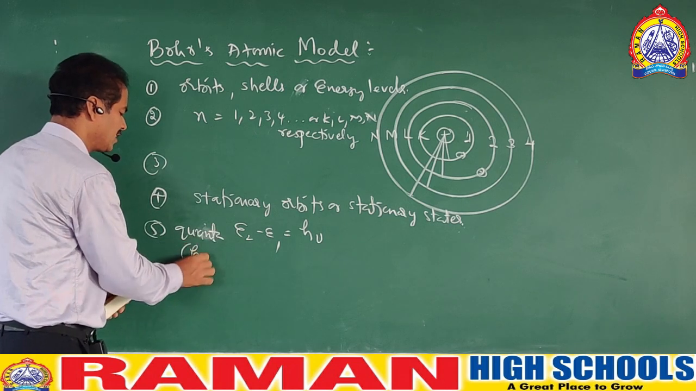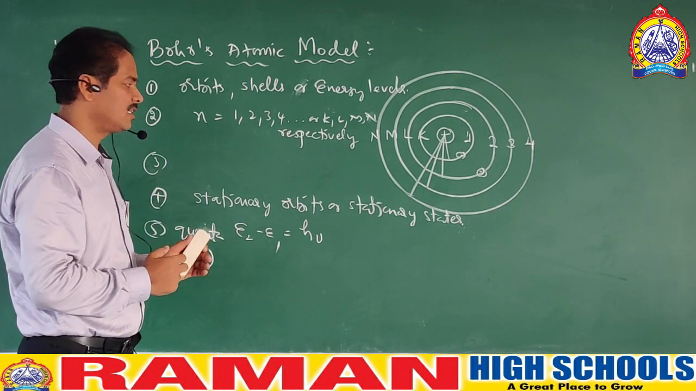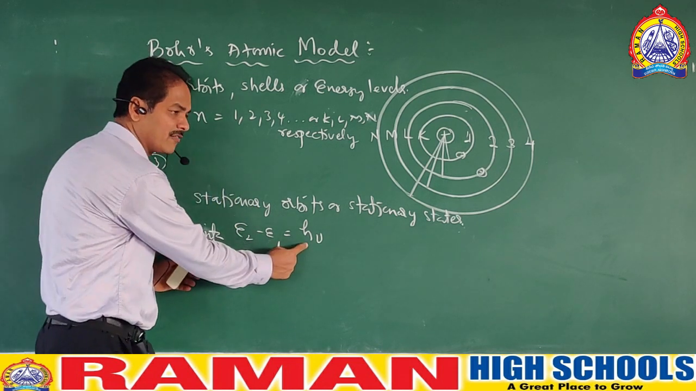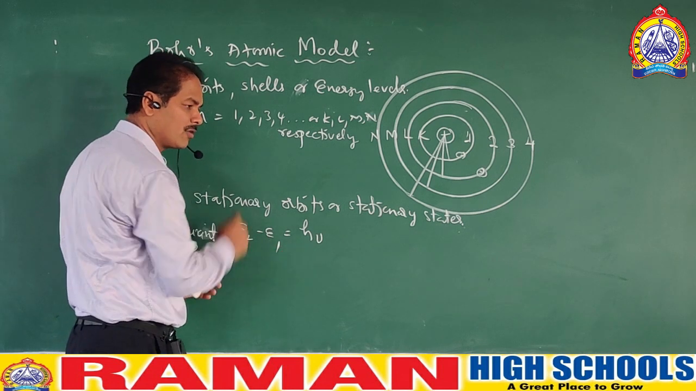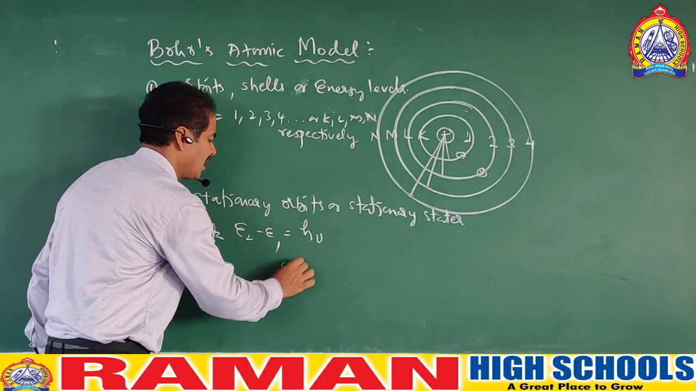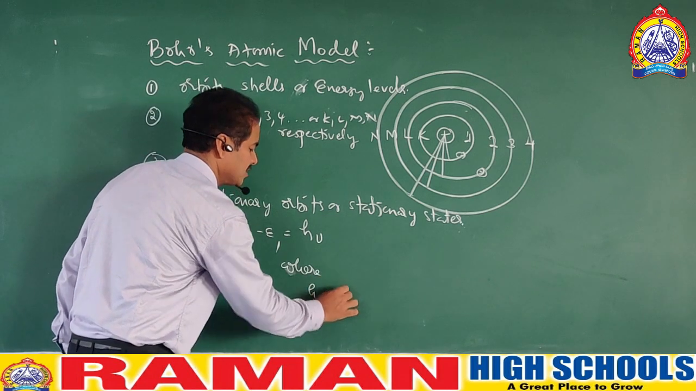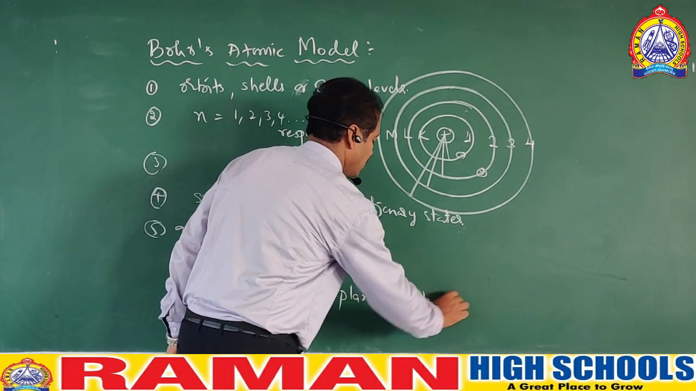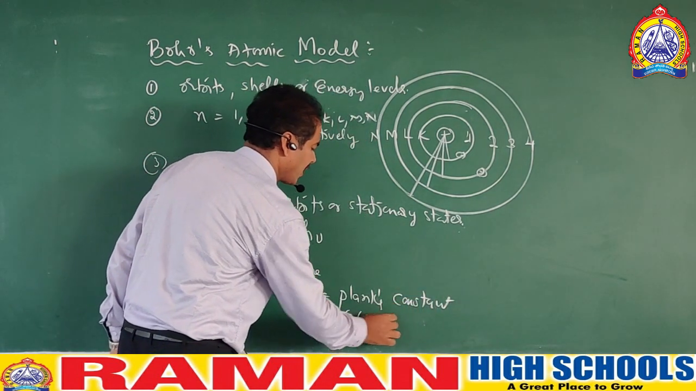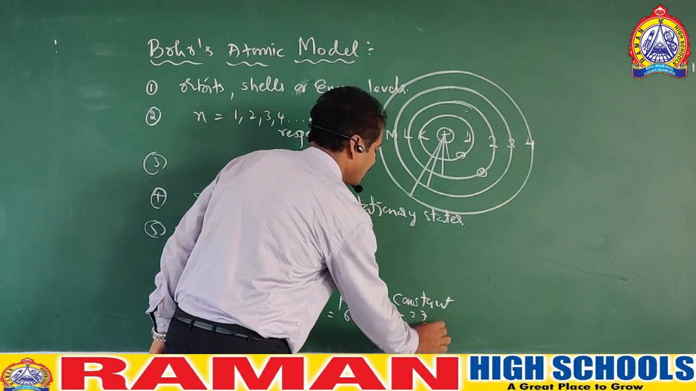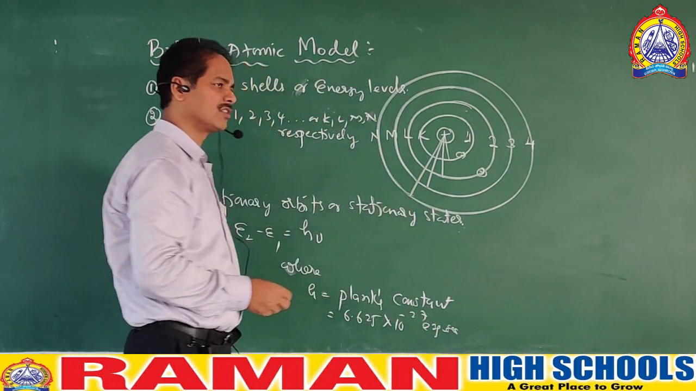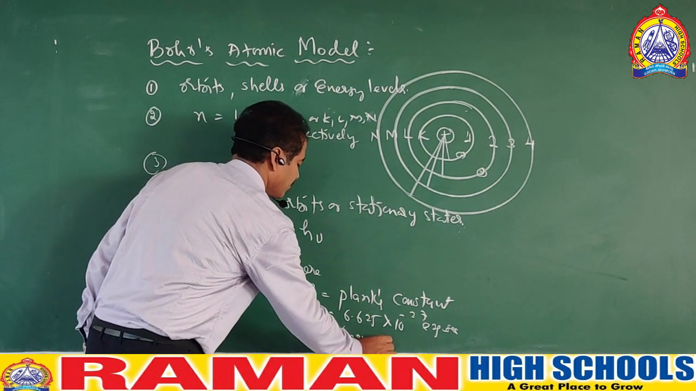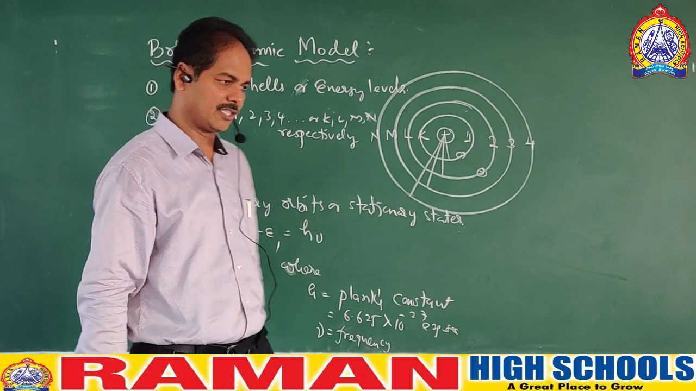And the quanta symbol is h. So the energy should be equal to the difference of those two orbits, and that should be in the form of quanta, that is E2 minus E1 is equal to h nu, where h is called Planck's constant. Its value is 6.625 into 10 power minus 27 erg-second, or 6.625 into 10 power minus 34 joule-second. And nu is equal to frequency.